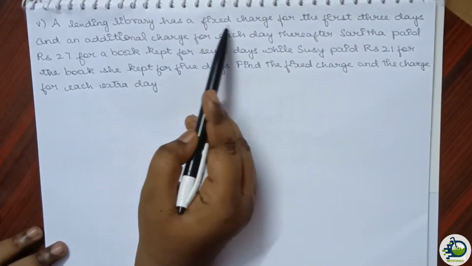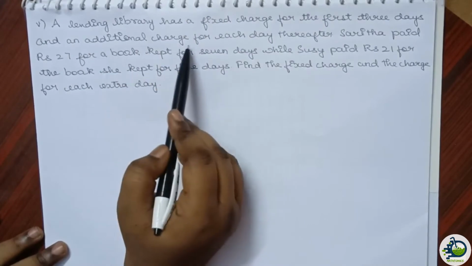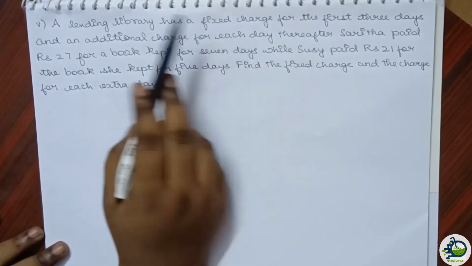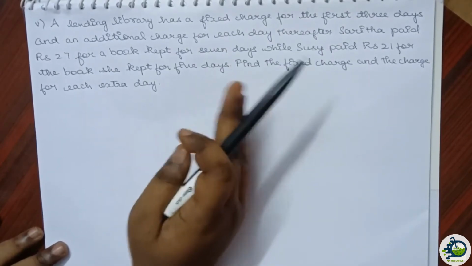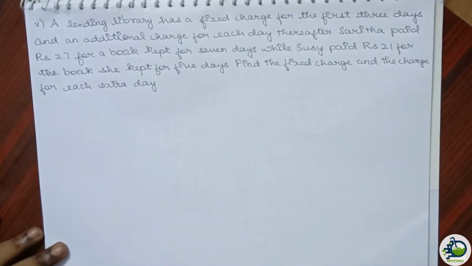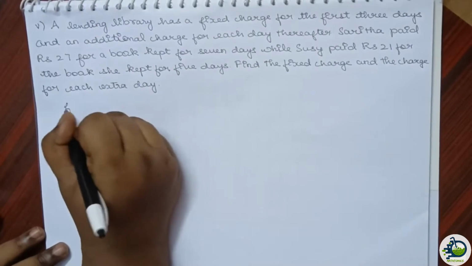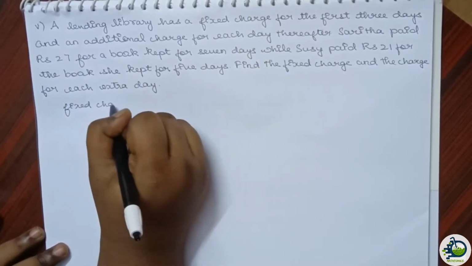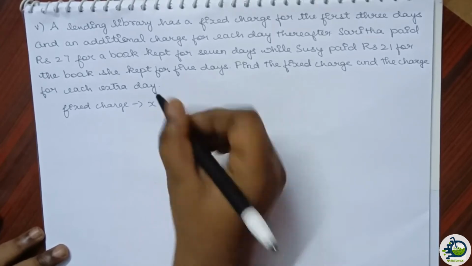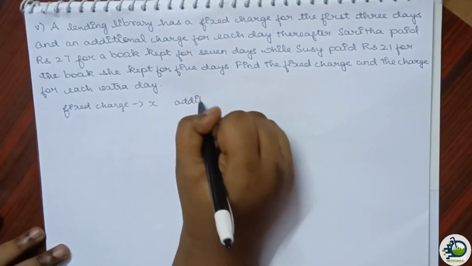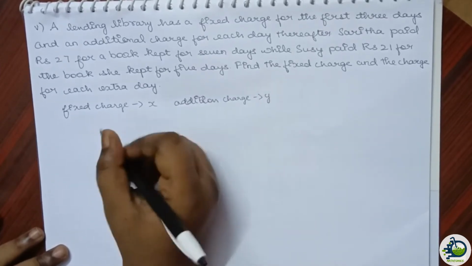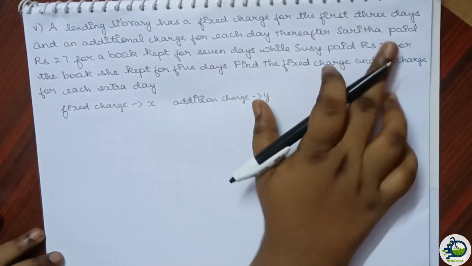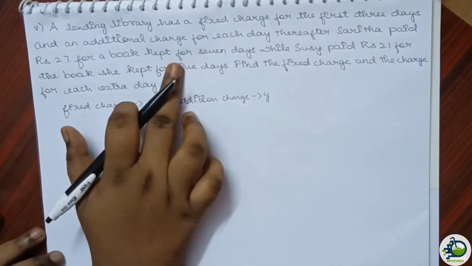A lending library has a fixed charge for the first 3 days and an additional charge for each day thereafter. So for the first 3 days they will be having a fixed charge, and for the 4th day, 5th day and 6th day they are having some additional charge. So we don't know both the charges. So let us consider the fixed charge as x and the additional charge as y.